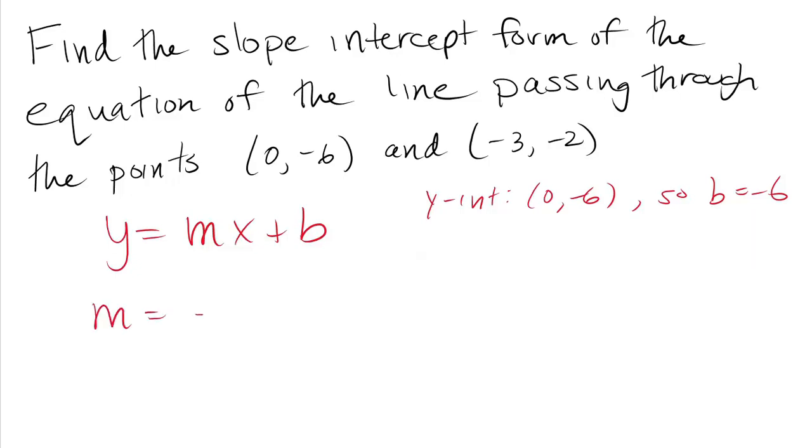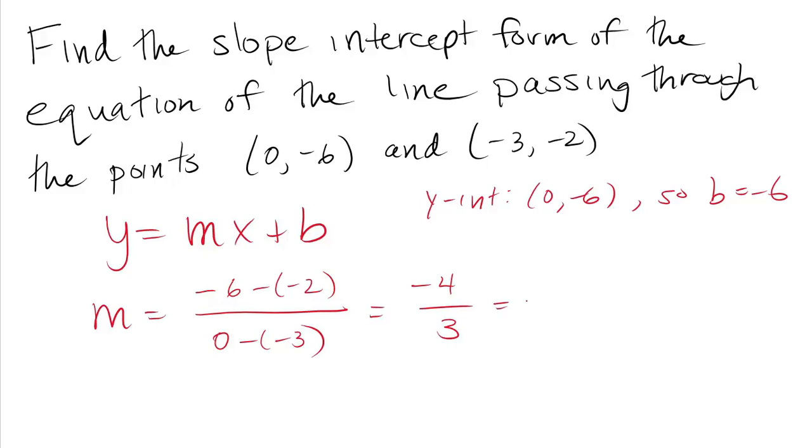It doesn't matter which point you call x1, y1, and which point you call x2, y2. And in fact, I have a general rule where I try to make sure that my denominator is positive. So I would subtract these in the opposite order from what most people would do. I would call the first point x2, y2, and the second point x1, y1, and do -6 minus -2. And since I use the -6 first in the numerator, I have to use its x-coordinate first in the denominator. So it would be 0 minus -3. And I get -4 divided by 3. So my slope is -4/3.